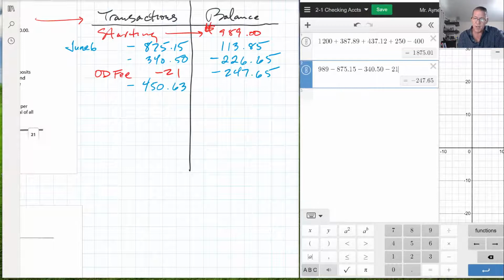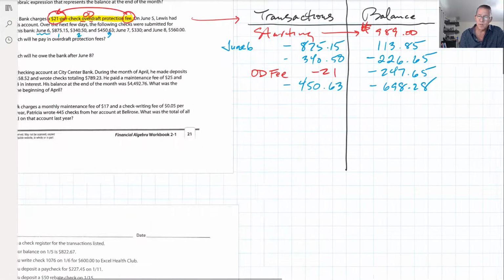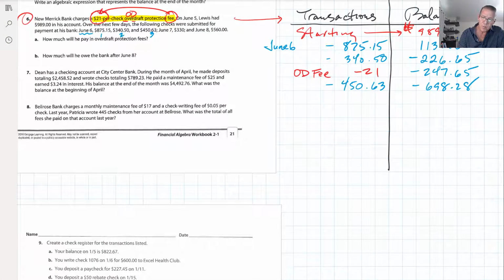We have to subtract $450.63. Boom. So now we're at negative $698.28. And this is check number 3 now. The first one was check number 1. The second one was check number 2, $340.50. This is check number 3, $450.63.